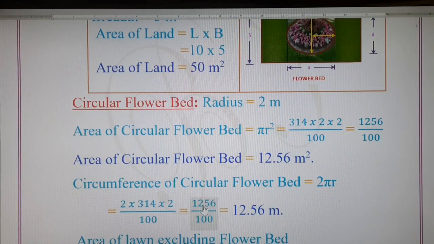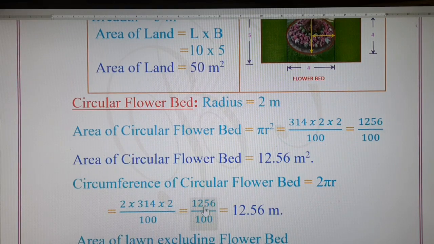So after 2 digits we have to put the decimal point. From the right side of 6 we have to count 1 and 2. So between 2 and 5 the decimal point will be there. The final answer will be 12.56 meter.